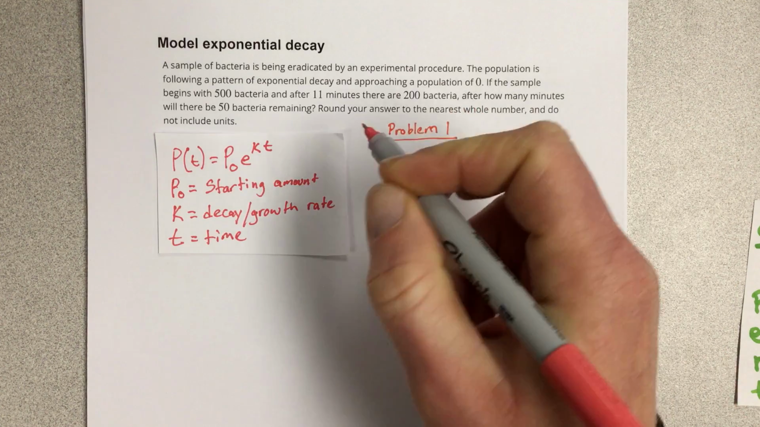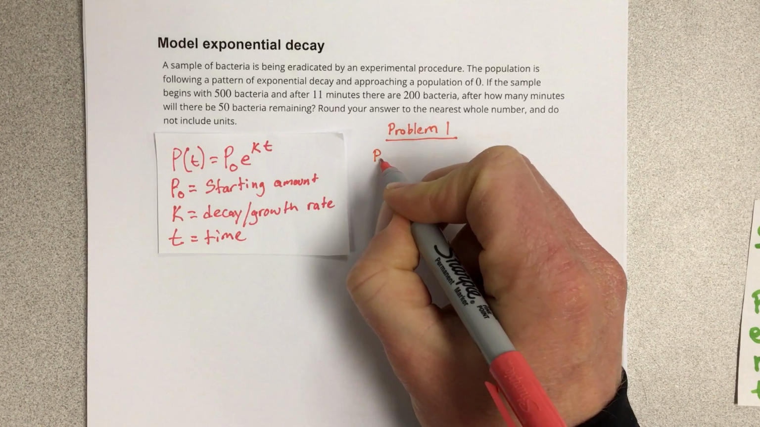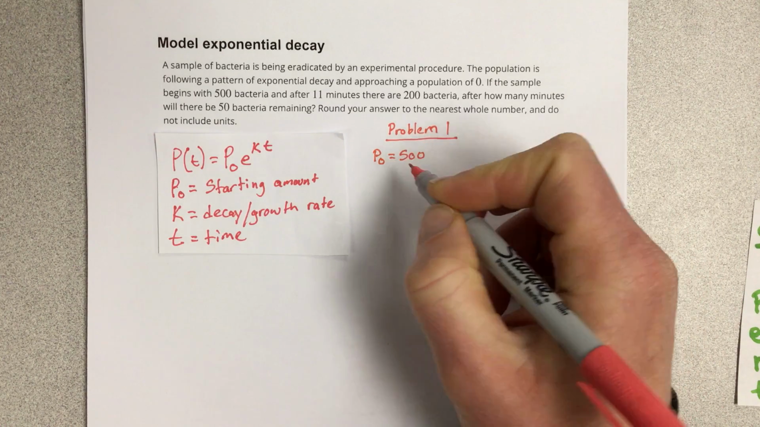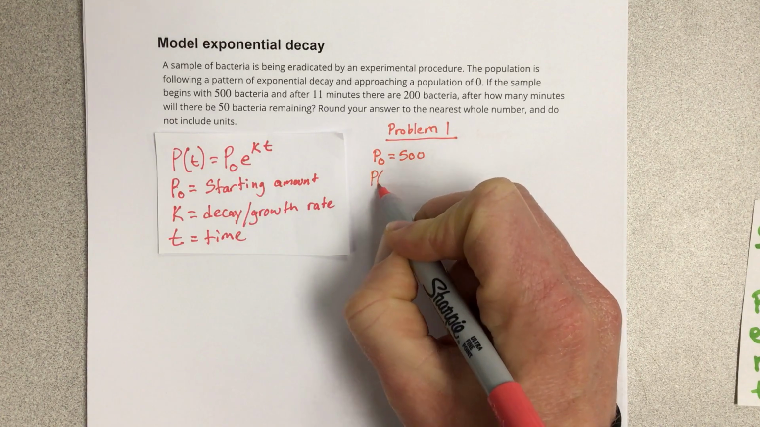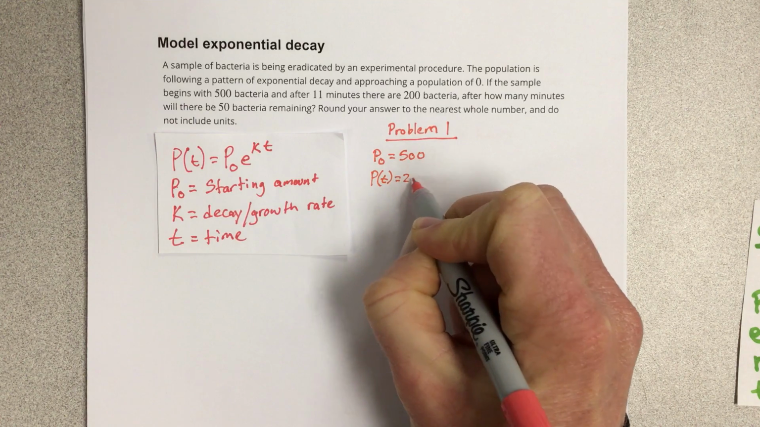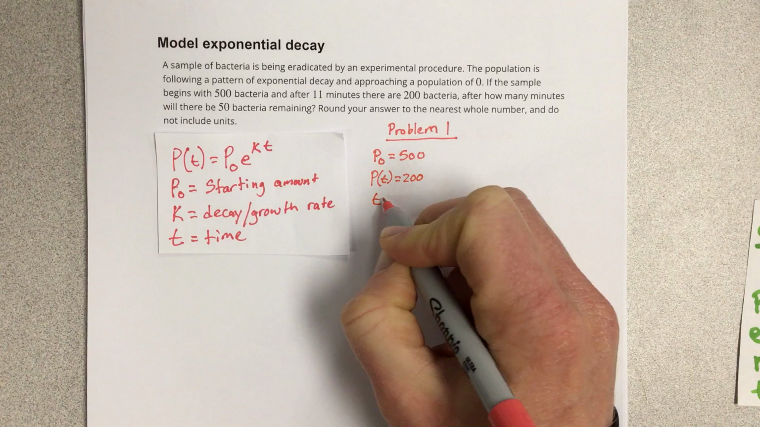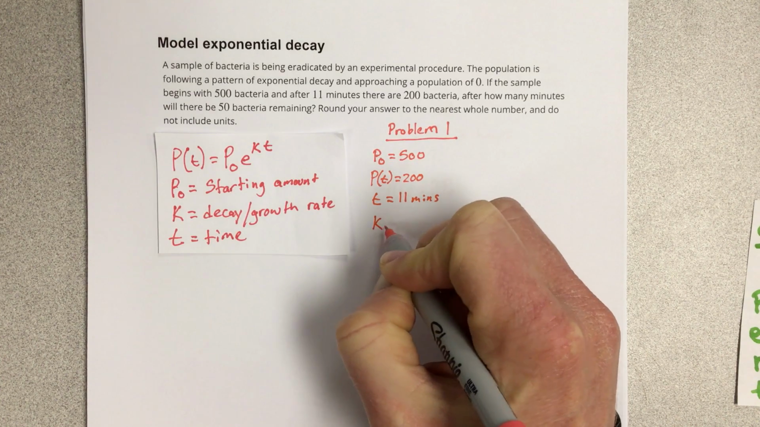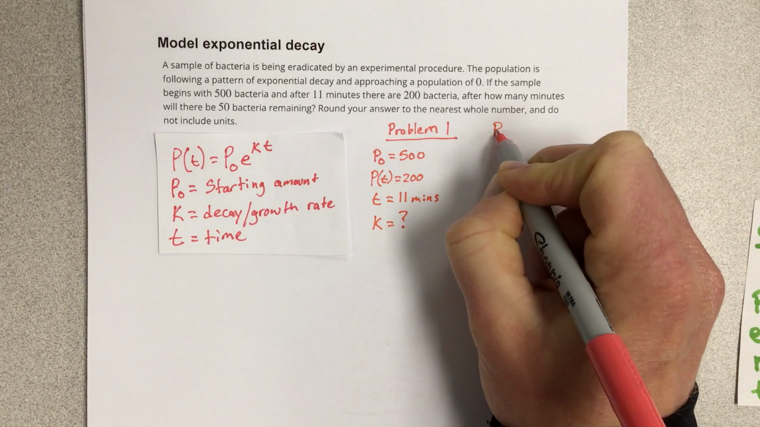And let's write down all the stuff that we know. We started with 500 bacteria, so that's P of 0 is 500. And P of t was 200 at the end. Our time was 11 minutes. And the thing we didn't know was k. And then they gave us a second problem.